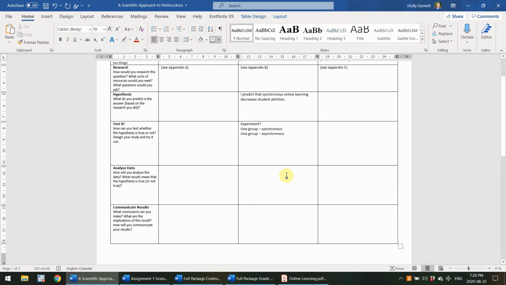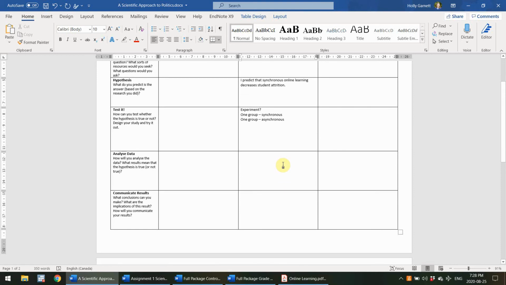And let's say I found that there was in fact higher retention in the synchronous class. Then I could say something like, in my communication of the results, okay, well, I found that actually my hypothesis is correct, that synchronous online learning can decrease student attrition.